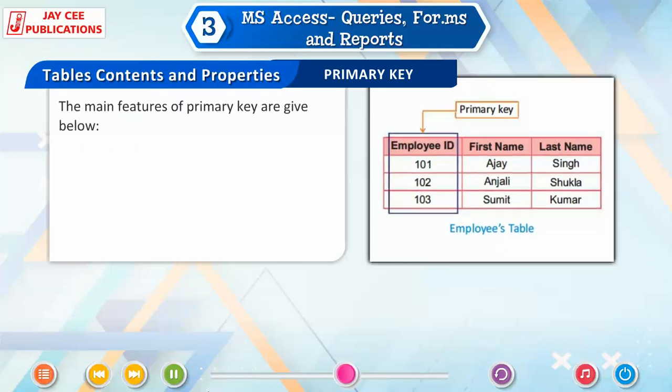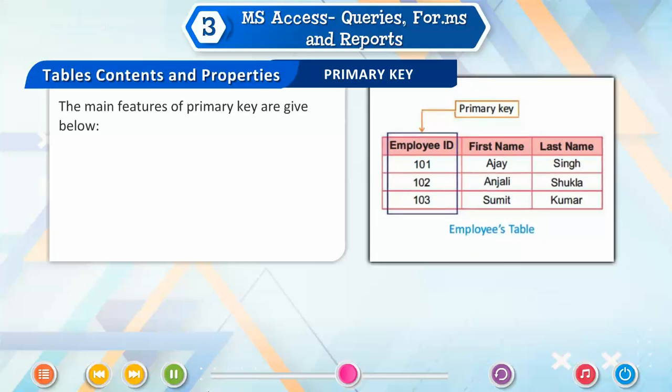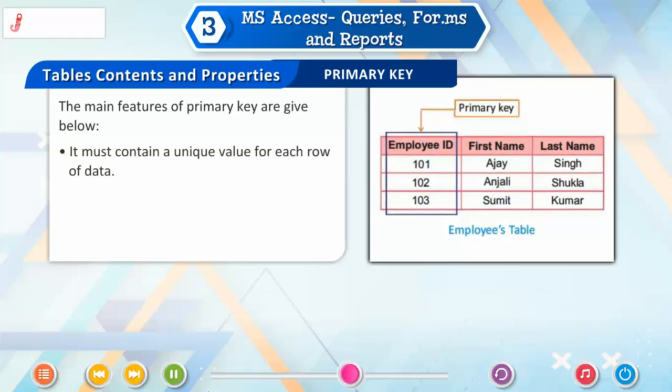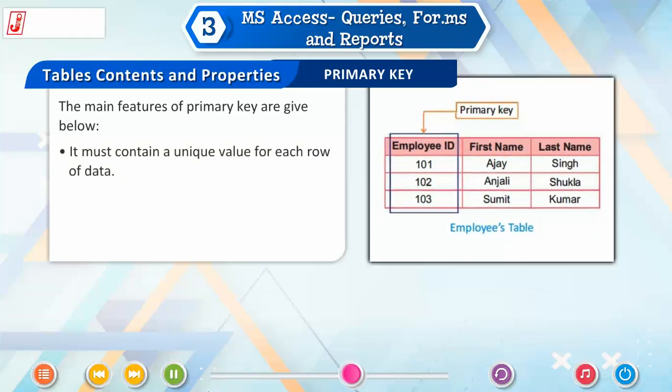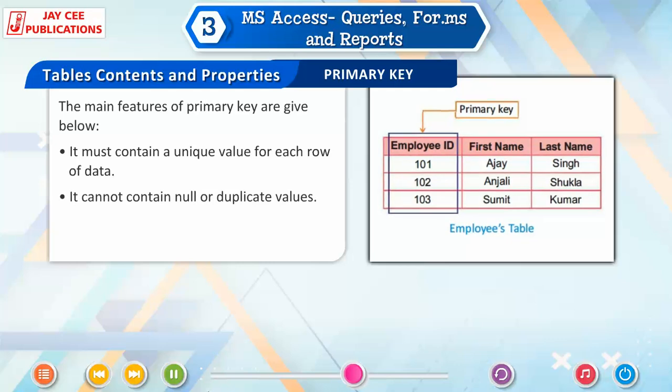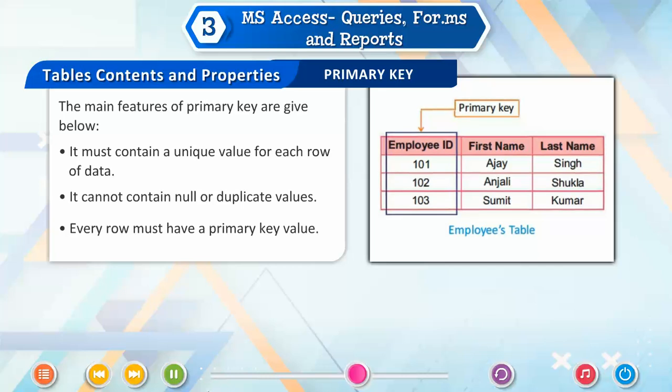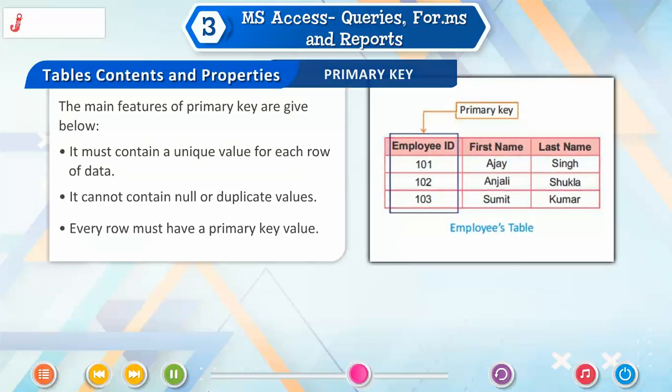The main features of primary key are given below. It must contain a unique value for each row of data. It cannot contain null or duplicate values. Every row must have a primary key value.